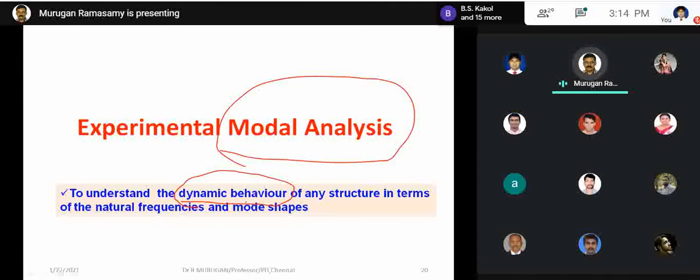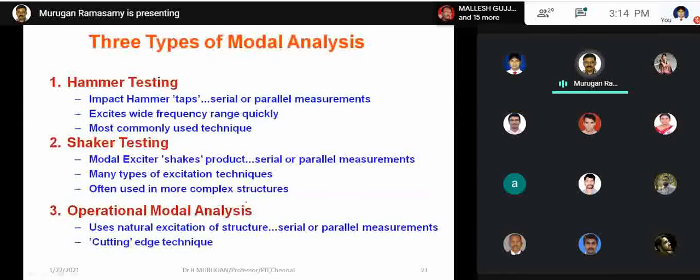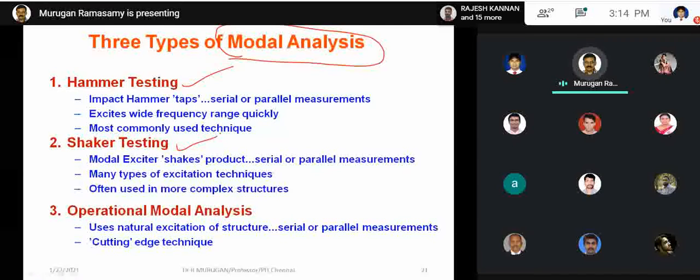Minimum 10 to 20 natural frequencies and mode shapes, we can find out. So now coming to this one, for doing the modal analysis, there are three types of methods followed. One is by using the impact hammer. Another one is by using the shaker, that is, electrodynamic shakers or mechanical shakers are available. Another one is operational modal analysis.